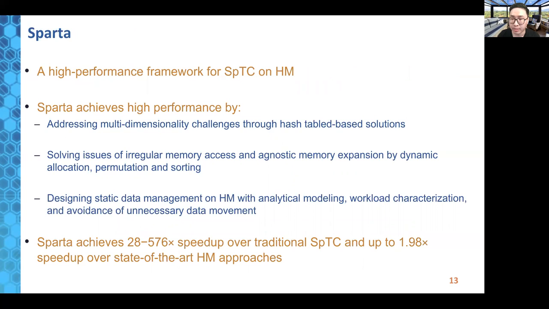To address the above challenges, we built Sparta. Sparta is a high-performance framework for sparse tensor contraction on heterogeneous memory. Sparta addresses multidimensional search challenges by hash table-based solutions. It also addresses the irregular memory access issues by dynamic allocation, permutation, and sorting, combined with efficient static data management solutions. Sparta achieves 28 to 576 times speedup over state-of-the-art sparse tensor contraction and up to 98% performance improvement over the state-of-the-art heterogeneous memory approaches.